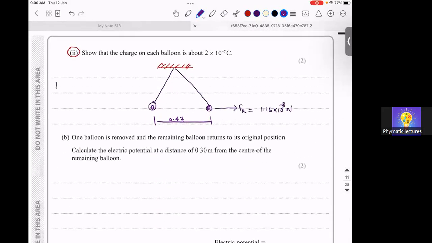Then according to the equation, the repulsive force or electrostatic force is equal to what? 1 by 4 pi epsilon 0 q1 q2 by r square. So 1 by 4 pi epsilon 0, if nothing is mentioned, you can consider it as a medium of free space. So this 1 by 4 pi epsilon 0 value is 9 into 10 raised to 9. The charges Q1 and Q2 are the same, so Q into Q is Q square, divided by 0.47 square. And the repulsive force is 1.16 into 10 raised to minus 3.